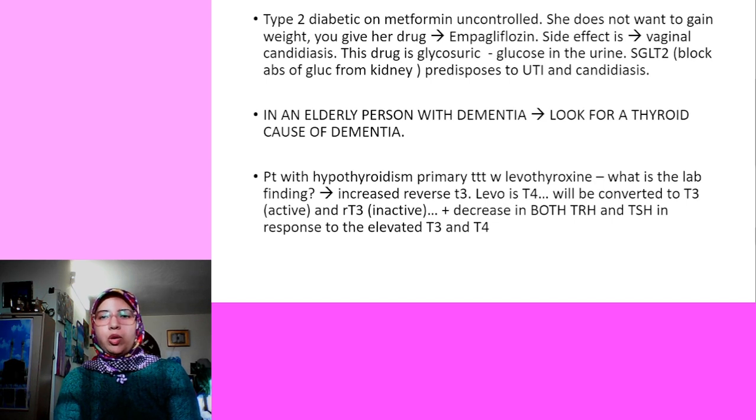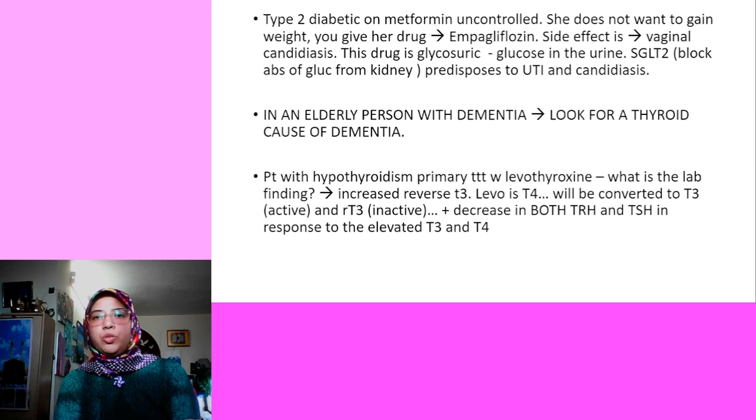Type 2 diabetic on metformin, it's uncontrolled. She doesn't want to gain weight, so you give her a drug called empagliflozin. What is the side effect? First of all, that is an SGLT2 blocker, so it prevents the absorption of glucose from the kidney. So all of that glucose is going to pass through into the urine, right? And the only thing you have to keep in mind is the side effect of this drug. Candidiasis is going to love that sugar, so you're going to have an increased risk of candidiasis and urinary tract infections.